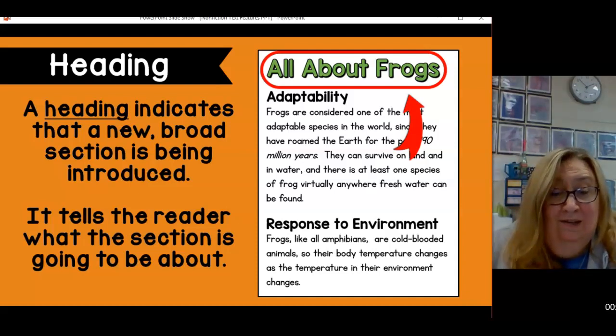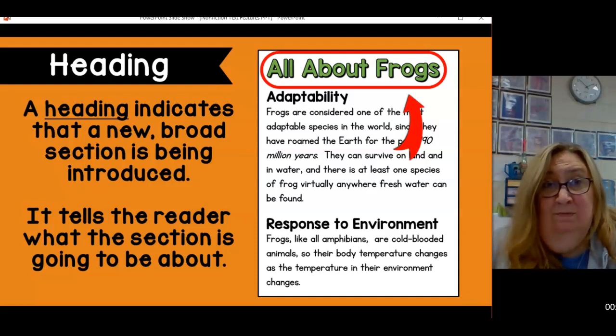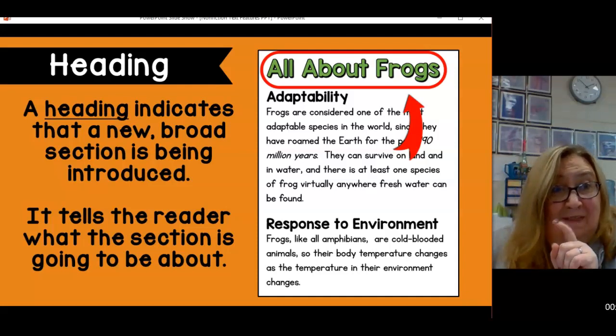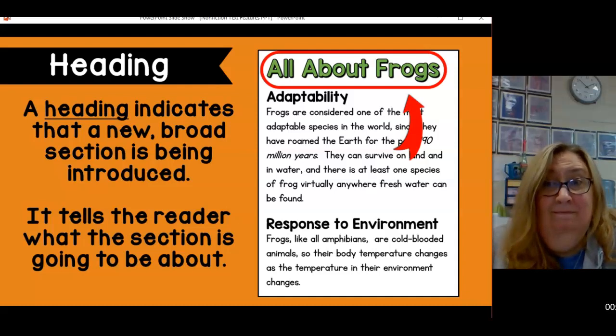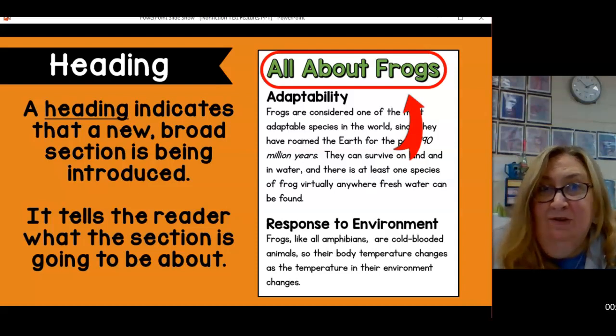So if you would pause and go fill in the blanks in, a heading indicates that a new broad section is being introduced. When you type those words, they should be spelled correctly because they're right there. Okay. It tells the reader what the section is going to be about. What's your next question? Go answer that.